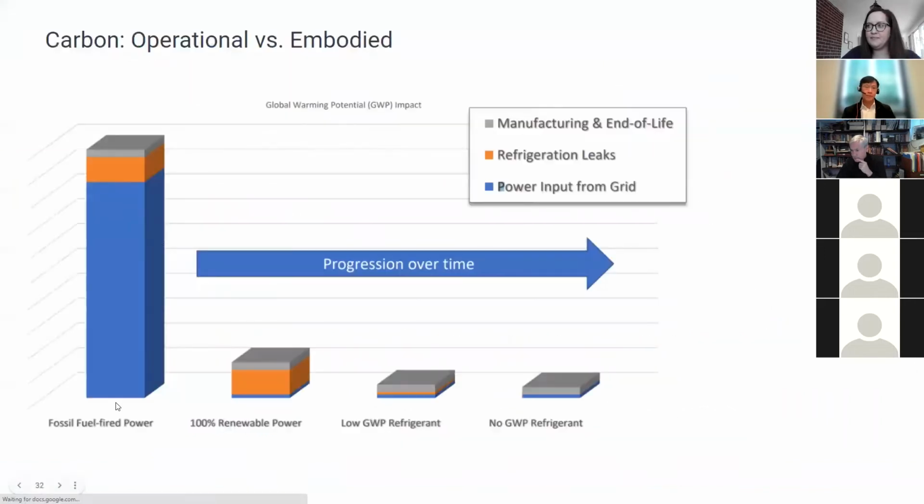Next slide. When it comes to MEP equipment, as long as the grid is not clean, what you are seeing in a piece of MEP equipment is the bar on the left. The majority of the carbon is going to be in the operational cycle. But if you take away the operational cycle in MEP equipment, especially the one with refrigerant, the refrigerant will be the orange piece, and then the gray is the rest of the physical elements of that equipment.